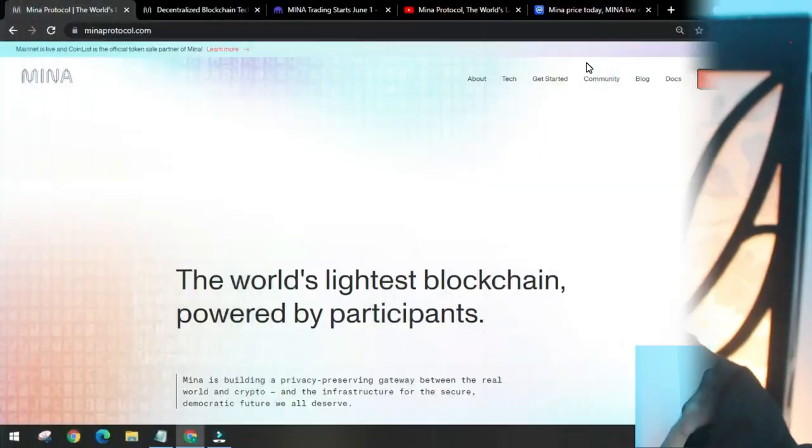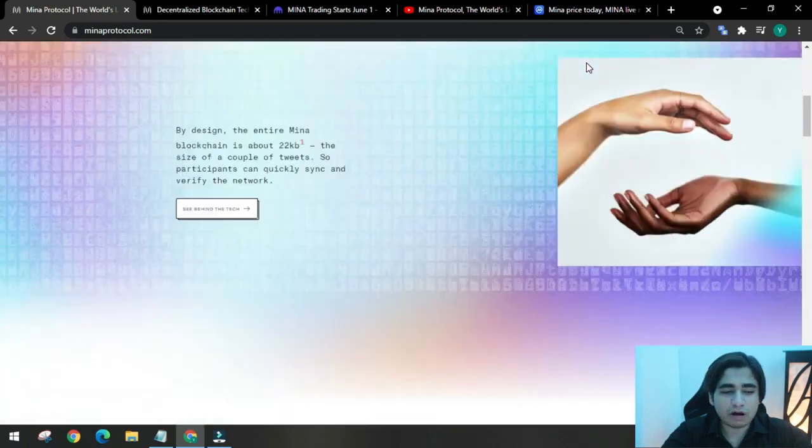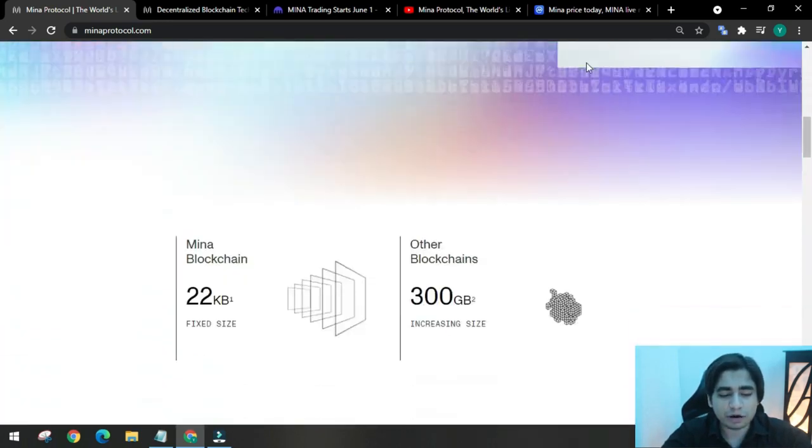So I have brought you an amazing project named MINA protocol. So let's get started. The first interface looks like this. This is the world's lightest blockchain, powered by participants. So MINA is the lightest blockchain powered by its participants.